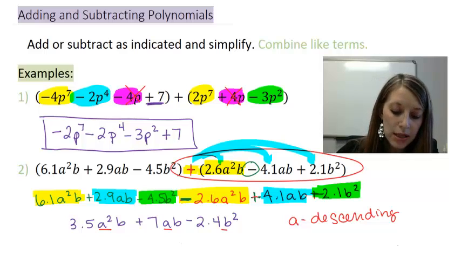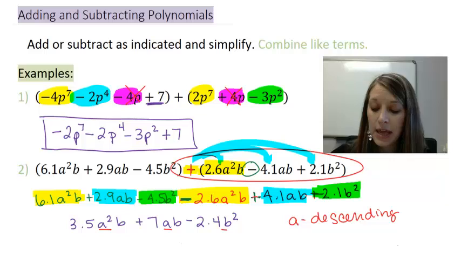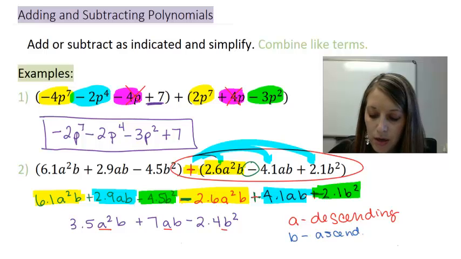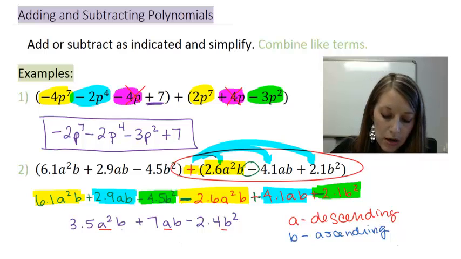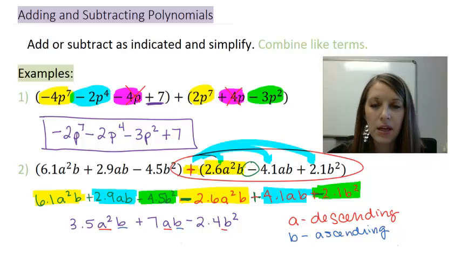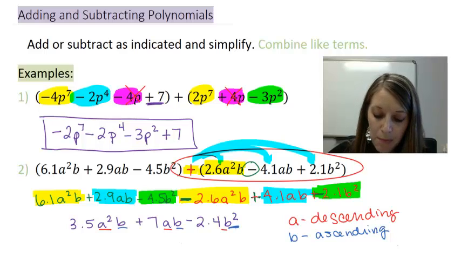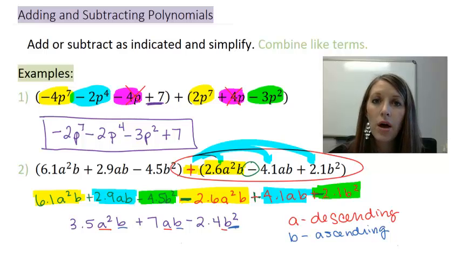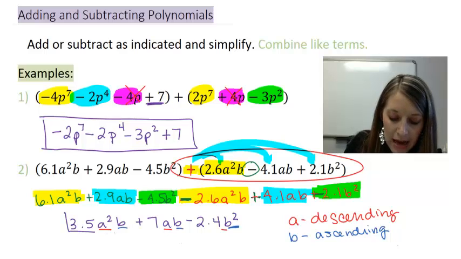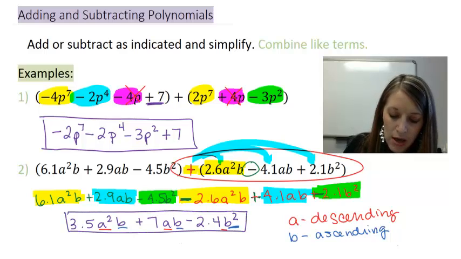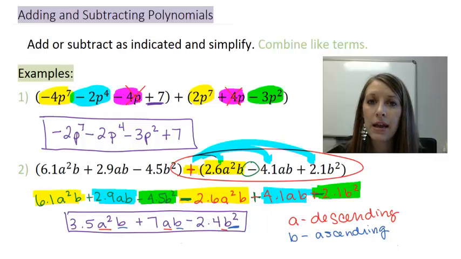Now, if we can do it at the same time, not always, but if we can, then we want our second variable, which is b in this example, to be in ascending order. So we want it to be increasing rather than decreasing. So here I have 1b and 1b. Now that's not really in ascending order, but it's close. And then I have my b squared here. So at first glance, this might not look like it's in descending order, but I think it actually is in best order overall. So that's the way I'm going to box it and hand it in.